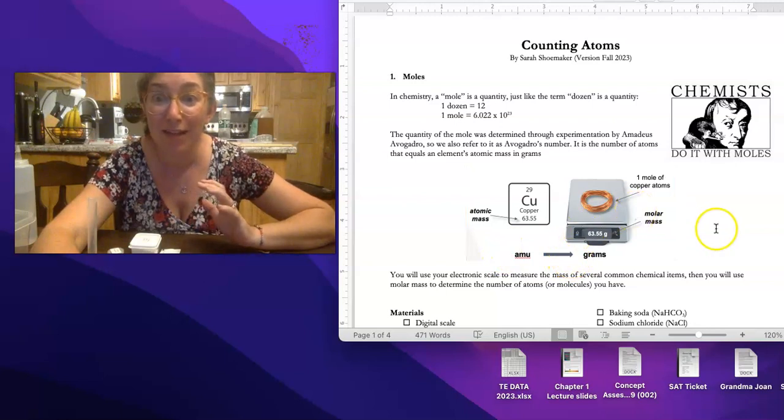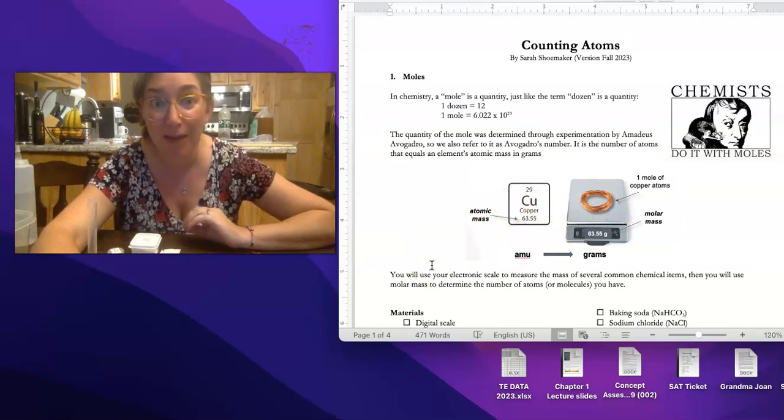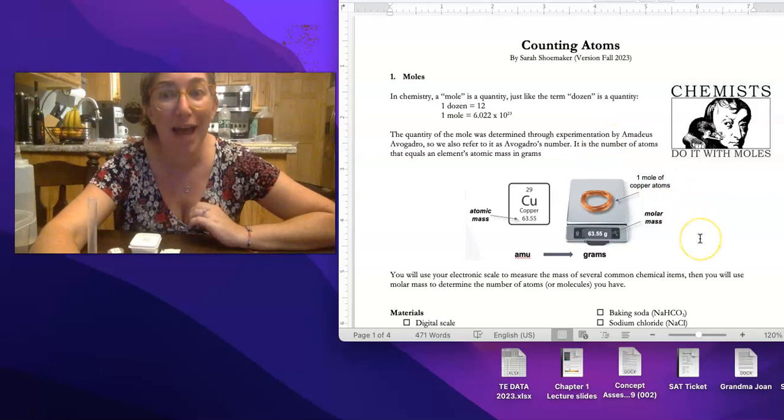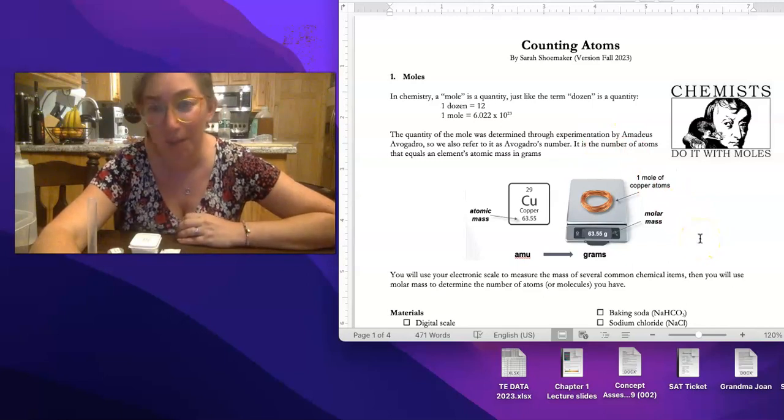So if we had some element, say copper, copper's atomic mass on the periodic table is 63.55 atomic mass units. And if we had 63.55 grams of copper, that means we have exactly 1 mole, or 6.022 times 10 to the 23rd atoms of copper.